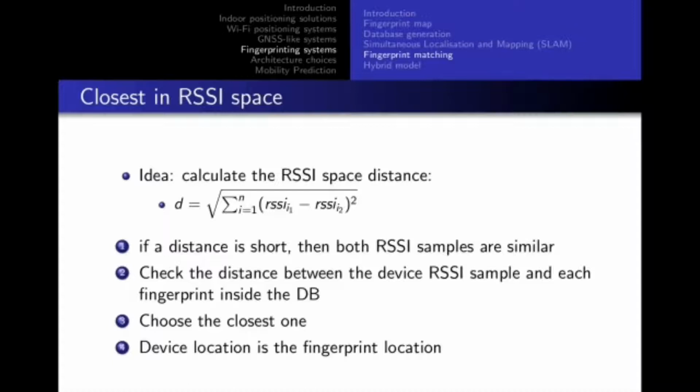This means that if a distance is short, then both RSSI samples are similar because all of their pairs of RSSI values for each access point are close. So we check the distance between the device RSSI sample and each fingerprint inside the database, and we choose the closest one, which means the one whose distance is the smallest. The device location is then the fingerprint location.